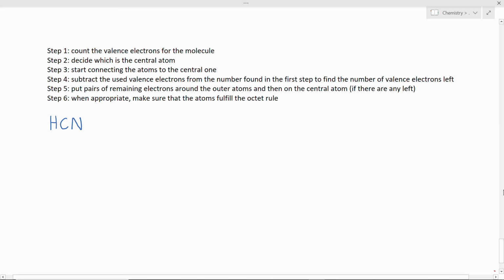So the first step is to count the number of valence electrons. For hydrogen, we have 1, plus the 4 from carbon, plus the 5 from nitrogen, which gives us 10 valence electrons. And again, of course, we find the number of valence electrons for each element by looking at which group it is located in. Now for step 2, we determine which is the central atom. We know that hydrogen will be eliminated because it can only make 1 bond. So that leaves the competition between carbon and nitrogen. Now, seeing as carbon is the less electronegative atom, we know that carbon will be our central atom.